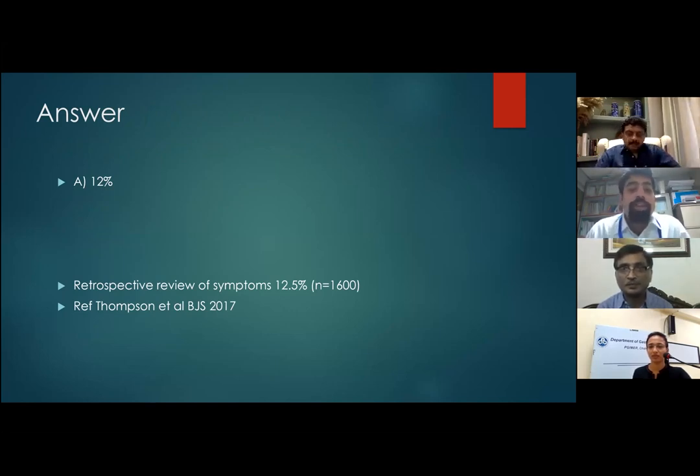So in fact, in this retrospective review of symptoms of over 1600 patients, only 12% do present as a mass. And in fact, series from our country, also from the TMH, also suggest the same. They haven't given the exact figures, but in their list of symptoms, CRC presenting as a mass was not one of the major symptoms.